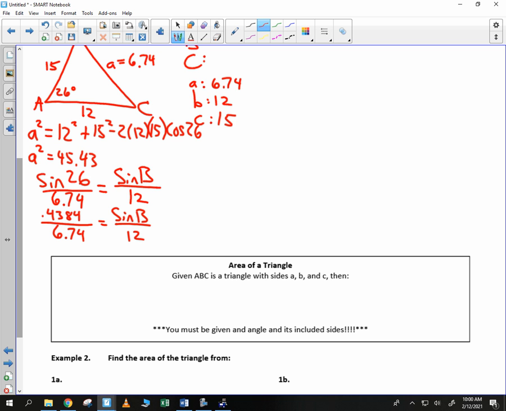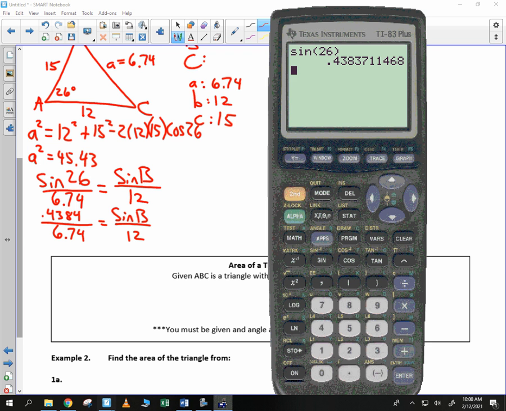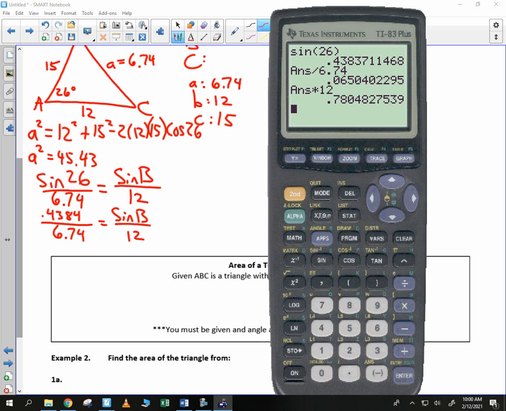So to solve for sine of B, I multiply both sides by 12. If we multiply this 12 over there, I'll get that thing divided by 6.74. Multiply it by 12. And so I get 0.78048 is equal to the sine of B.